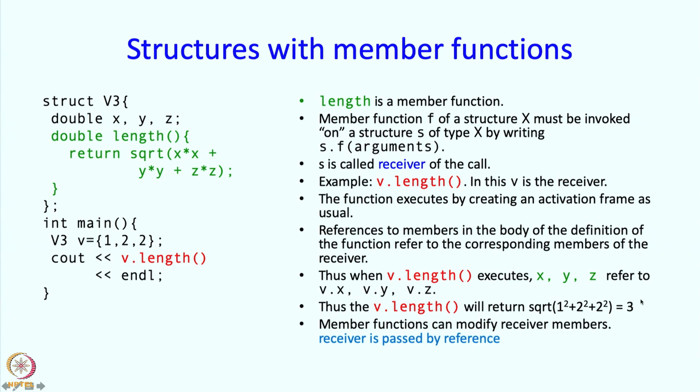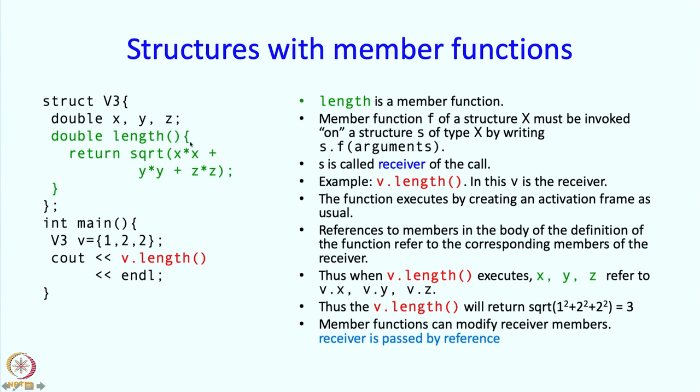Now, the receiver itself is also an argument. Otherwise, how would you know what this x means? So this receiver is an argument, and it's kind of a hidden argument. Well, it's not really hidden, it's actually up front, it's really at the front. So it's kind of a special argument, but it's not there in the argument list, in the parameter list. But it is an argument nevertheless, and it is an argument which is passed by reference.